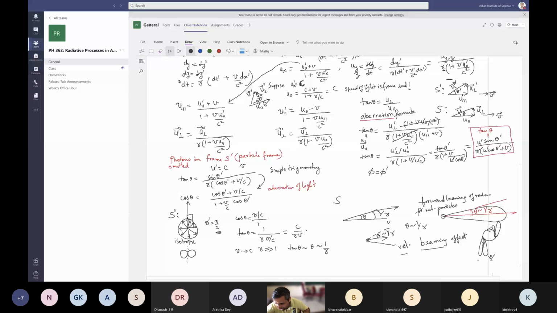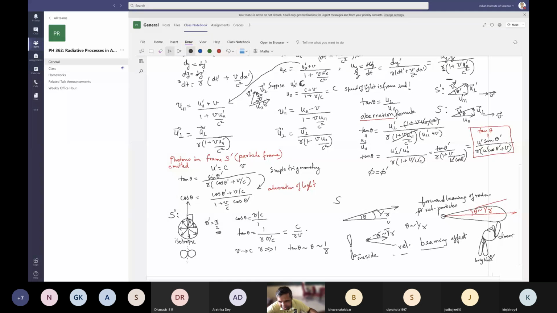So this will appear brighter and this will appear dimmer because of this forward beaming, the relativistic aberration. Okay, this is also true about jets. If you look at radio jets, sometimes from these radio jets, quasars or microquasars, you only see one side.